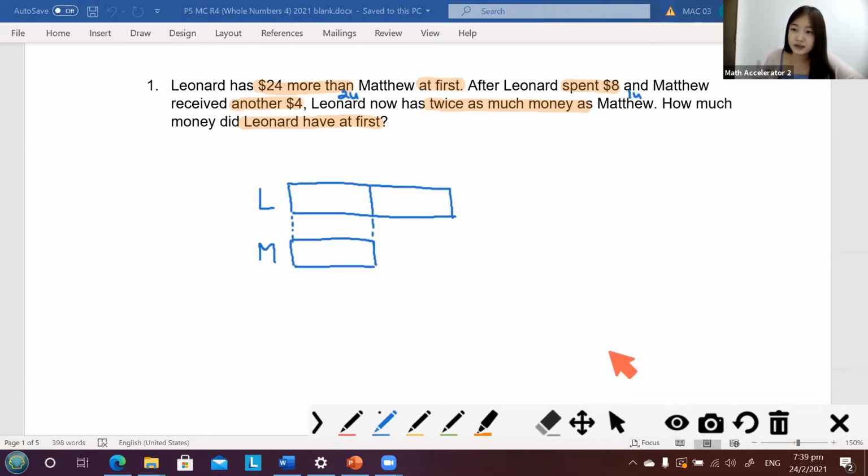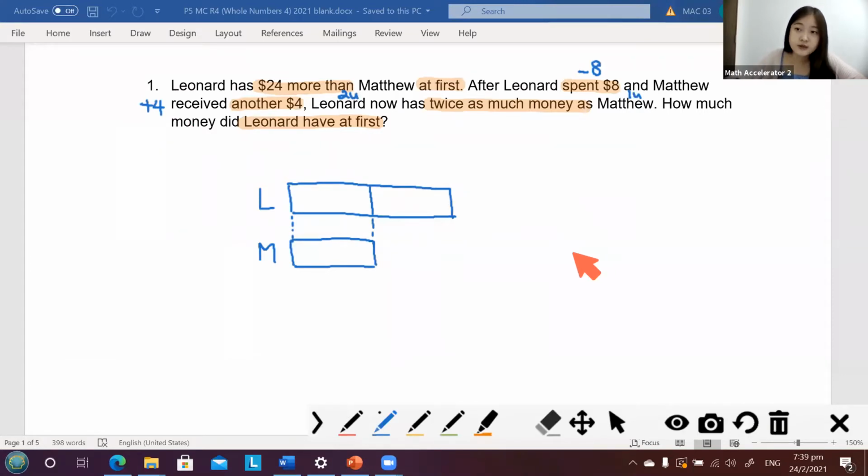Okay, so this is at the end. Remember, when you're drawing the model, in your head you should be thinking, this is at the end, right? And we're working backwards. So after Leonard spent $8 and Matthew received $4, we ended up here. On top of spend $8, if you spend $8, that is minus $8. If Matthew received another $4, receive means plus $4, so plus 4.